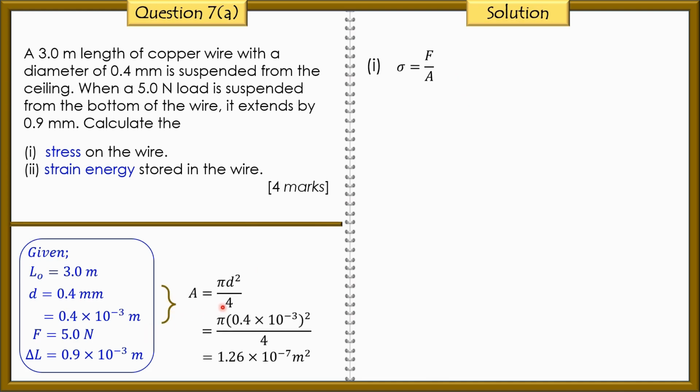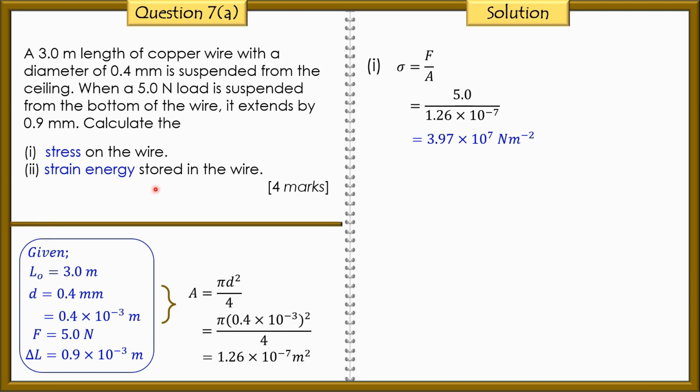So A is equal to pi r square, where r is equal to D over 2. So (D over 2) square is equal to D square over 4. When you substitute the D, you will get that the area is 1.26 times 10 power negative 7 meter square. When you get the A, substitute it in the equation of stress, and you will get that the stress on the wire is equal to 3.97 times 10 power 7 Newton per meter square.